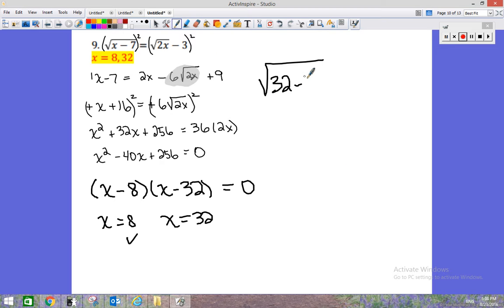32 minus 7 is 25, and the square root of 25 is 5. On the right hand side, when we plug in 32, if we double 32 we get 64, because see it says 2x, so 2 times 32 is 64. That's 8 minus 3, and 8 minus 3 is 5, so this one checks as well.